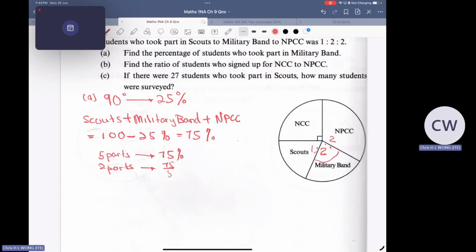So 2 parts is 75 divided by 5 times 2. 75 divided by 5 is 15, 15 times 2 is 30. So it equals 30%. That's the answer you want.